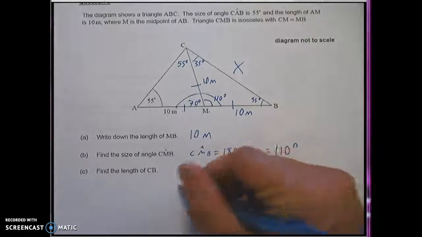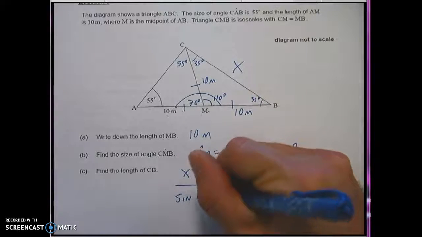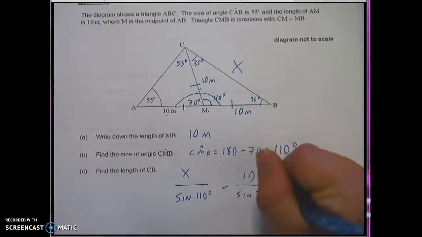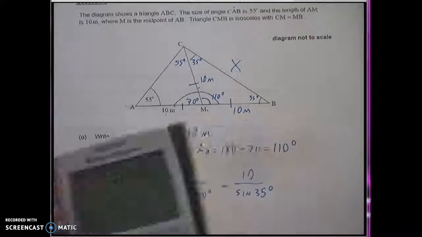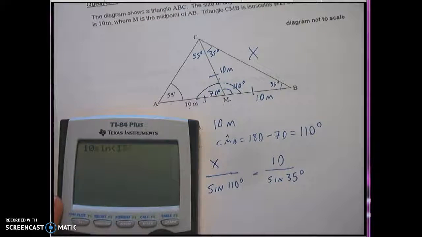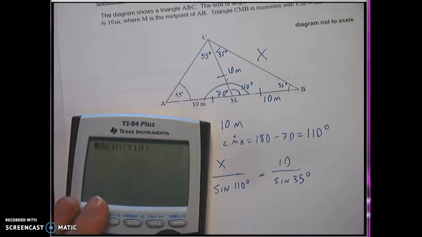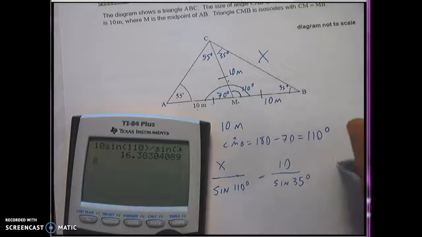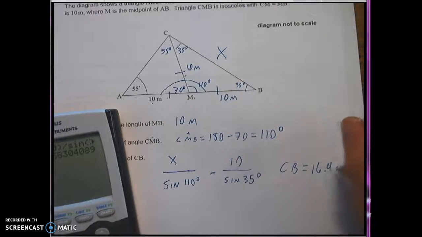So I know that x is to sine of 110 degrees as, let's say, that 10 is to sine of 35 degrees. When you cross multiply, I'll just type this directly in the calculator, we can do 10 times sine of 110 degrees. Make sure you're in degrees mode, which I am. Times sine of 110 degrees divided by sine of 35 degrees. We get that side length is 16.4 meters. So CB equals 16.4 meters, and that's three significant figures.